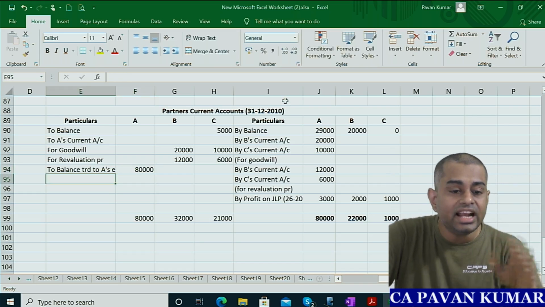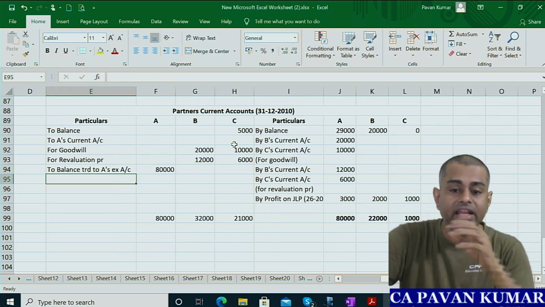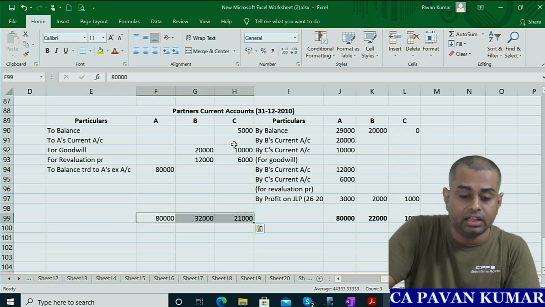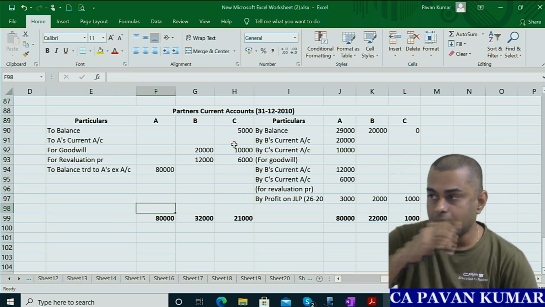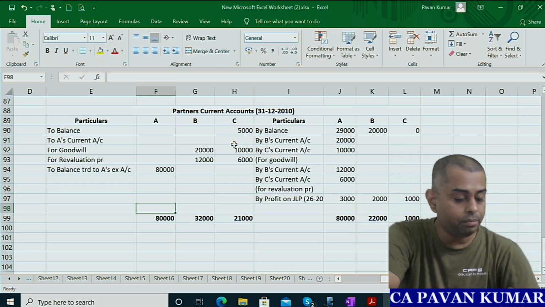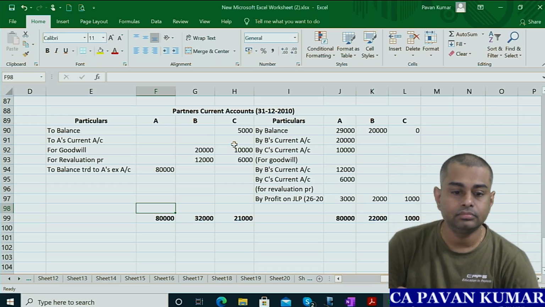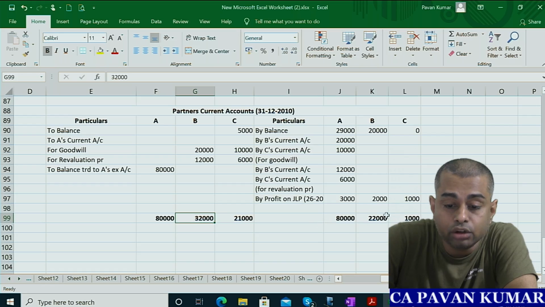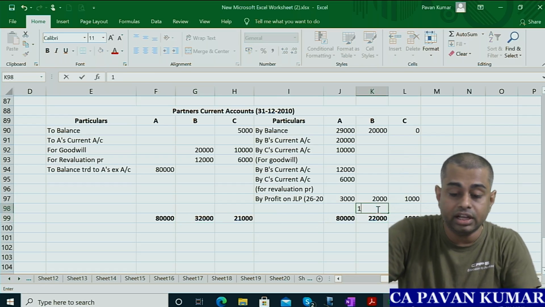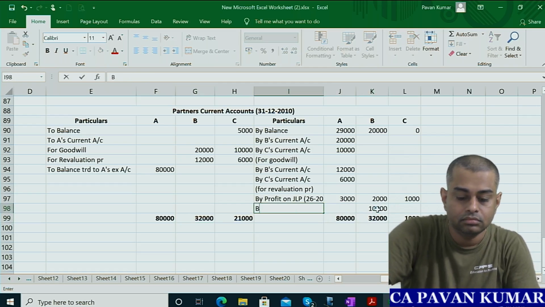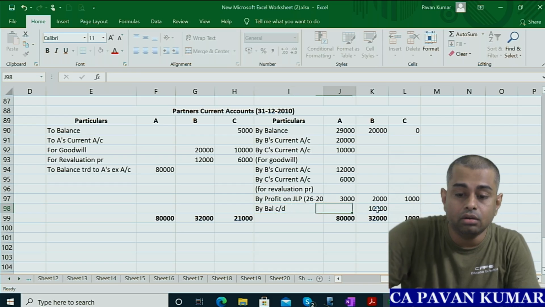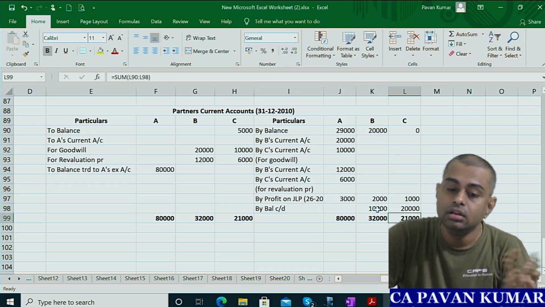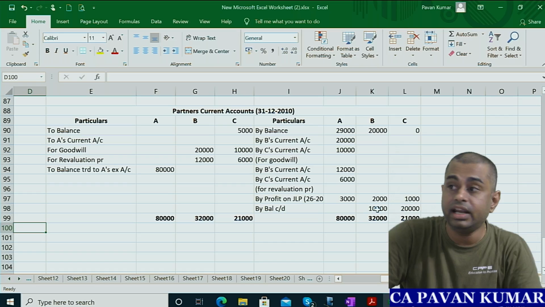So A's account is tallied first. In A's account, there is 80,000 rupees. That 80,000 rupees will be given to the legal representative of A. That is what we call A's executor's account. Okay, then look at B and C, balance B and C. So here 32,000 is there, here 22,000 is there. So we have to write another 10,000 here. By balance carried down 10,000. Now it is tallied. So here 21,000 is there, right? 20,000 here, balance tallied.